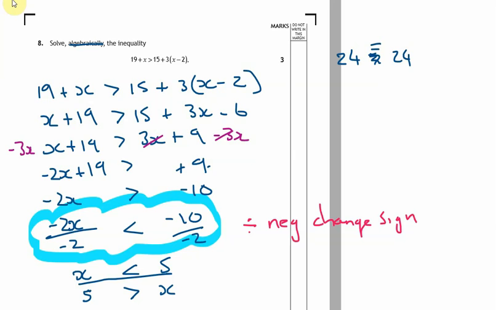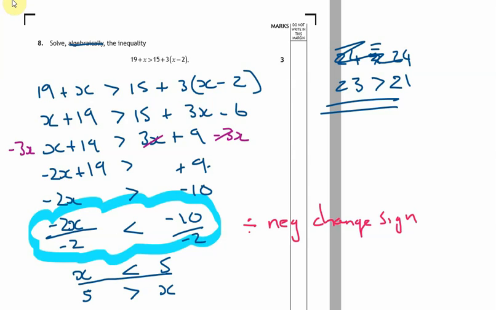So what about when x is less than 5? If we say it's 4, then 19 plus 4 is going to give us 23. 4 minus 2 is 2, times 3 is 6, that's 21. Oh, there we go, that makes sense. So when we said x is 5, they balanced exactly. When we put x less than 5, it works.